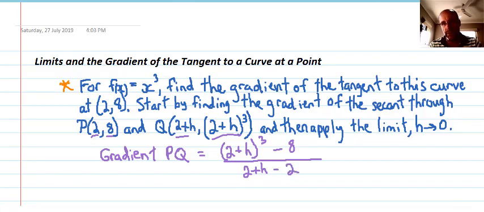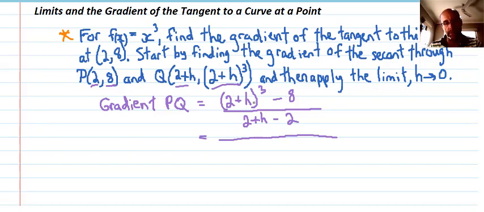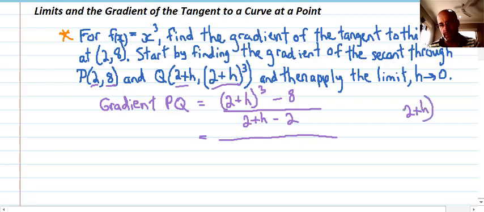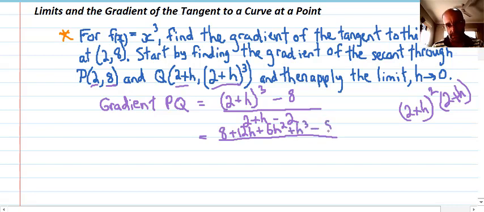Let's expand and simplify. Now you may know the pattern for expanding a cubic, but if you don't, in the meantime, until you learn how to do that, you should know the identities for squaring binomials, so you might have to expand that out if you can't just go straight to a cube. So we've got 8 plus 12h plus 6h squared plus h cubed minus 8. On the denominator we've just got h.